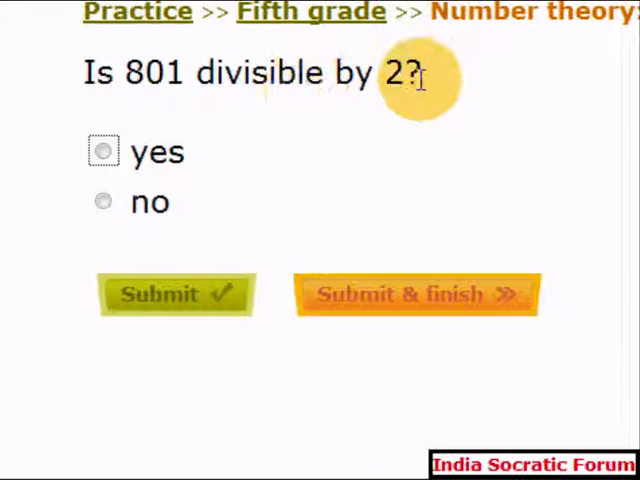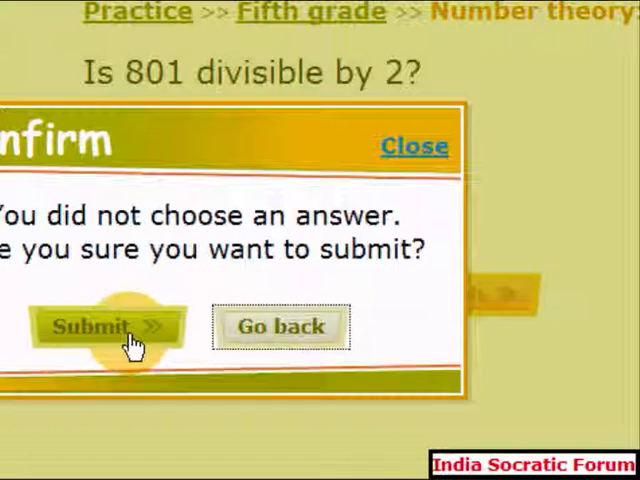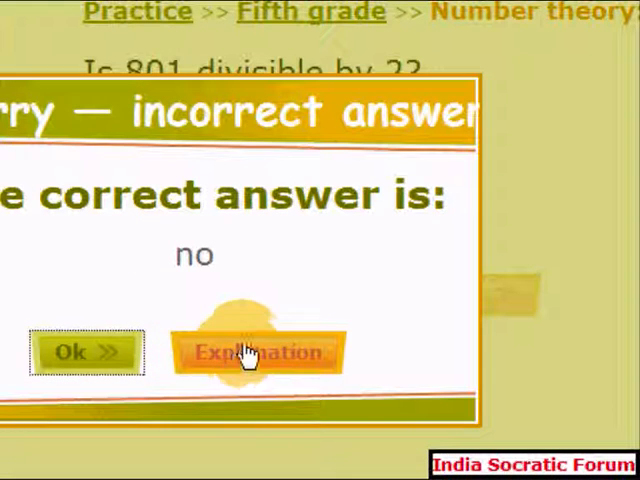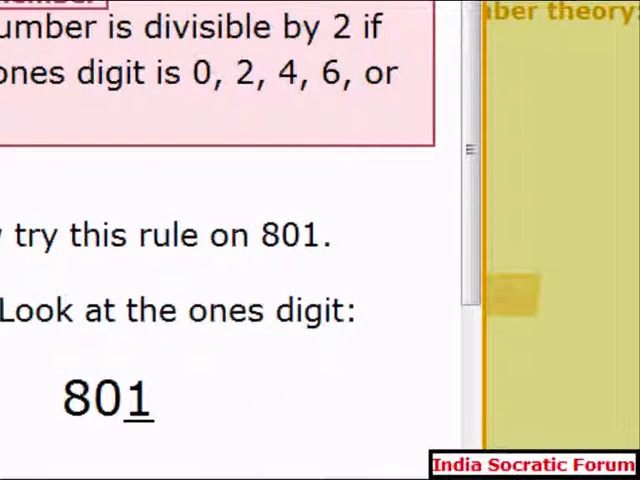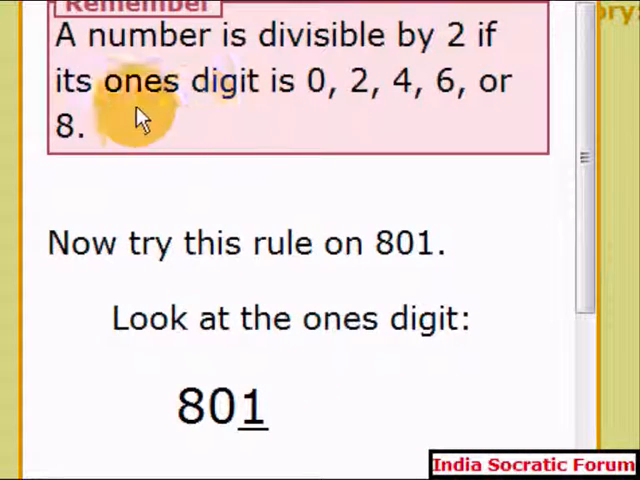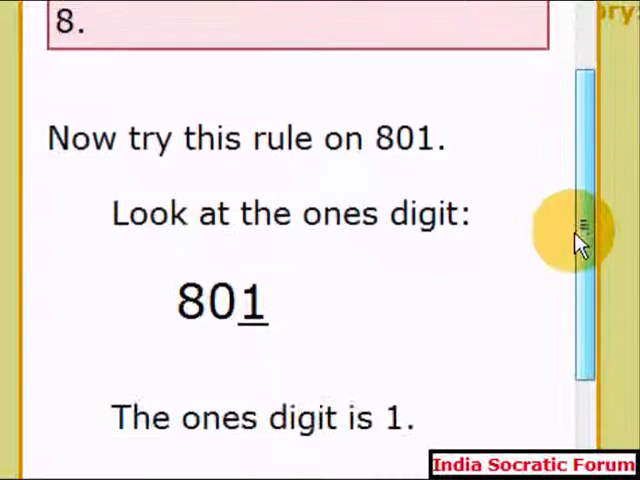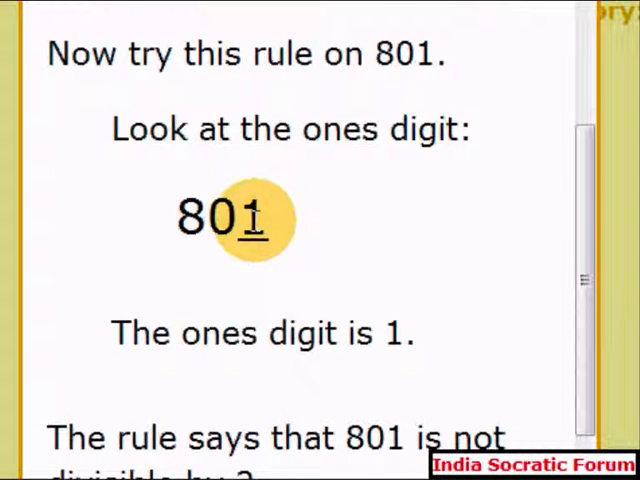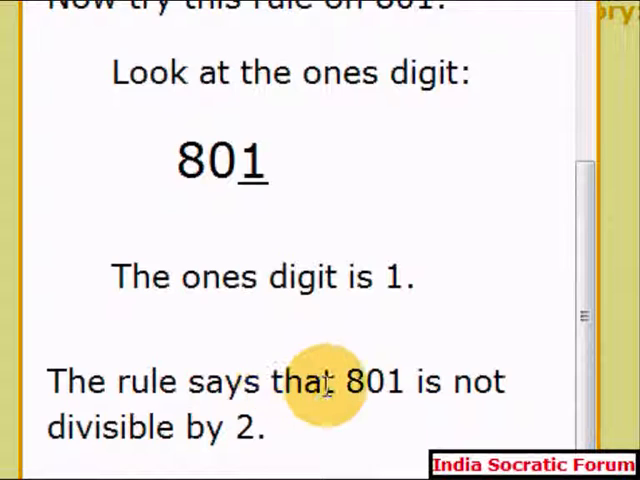Is 801 divisible by 2? Answer is obvious. The answer is no. You know the reason? A number is divisible by 2 if its ones digit is 0, 2, 4, 6 or 8. Now try this rule on 801. Look at the ones digit. Ones digit is 1. The rule says that 801 is not divisible by 2.